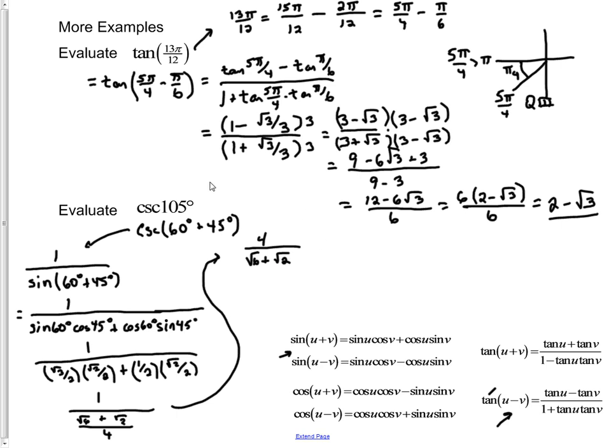And just as we did up here in this first example, we're going to have to do a little rationalizing of our denominator. So that means multiplying by the difference, the conjugate of the denominator, square root of 6 minus the square root of 2. So we're going to have to multiply that into the numerator and denominator equally.